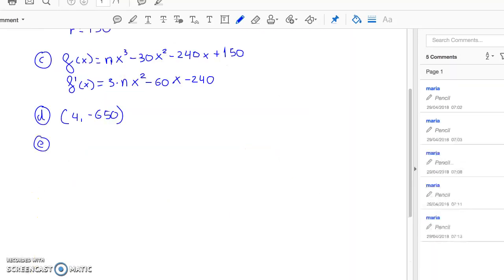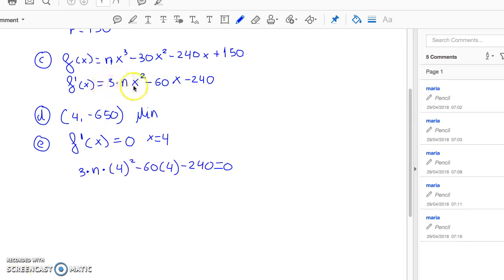Question E, show that the value of n is 10. How can I do that? Remember that we know the derivative function, but it depends on n. And I know a point in which this is a minimum. I need to remember that when I have a minimum or a maximum, the derivative at that point is equal to 0. So I know that when x equals 4, the derivative is going to be 0. That's for me an equation. So I write down again the equation of the derivative, but I'm going to plug in the number 4 every time I see an x. So 4 squared, 4. And make it equal to 0 because it's a minimum. So suddenly this equation is now all numbers. The only thing I have is the variable n that I will isolate.